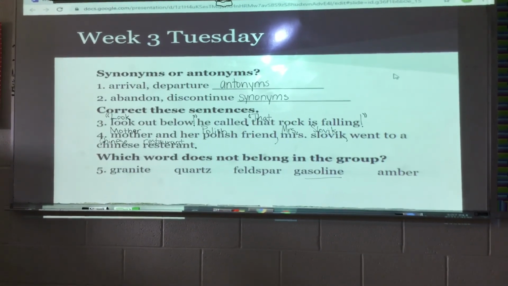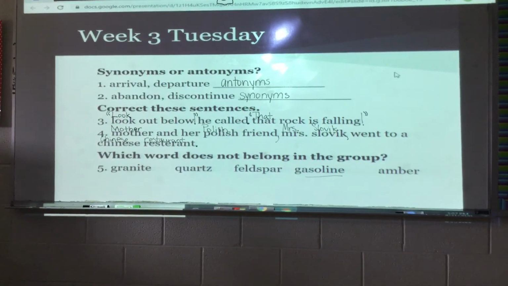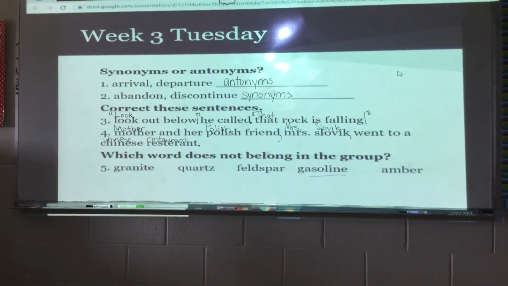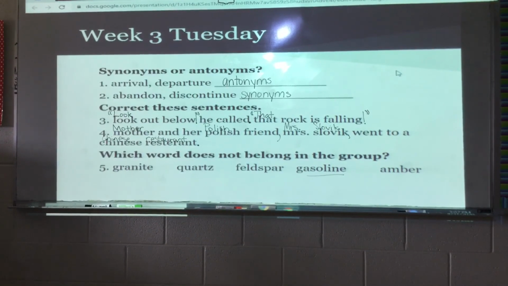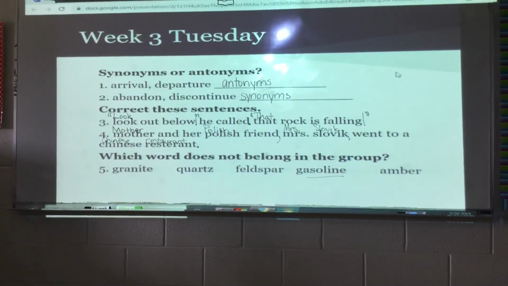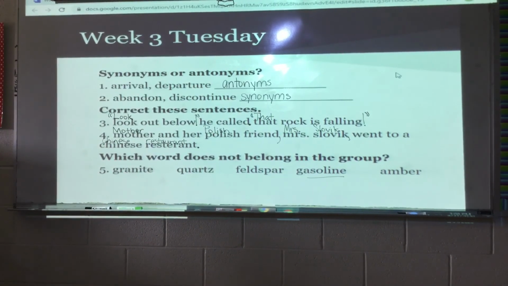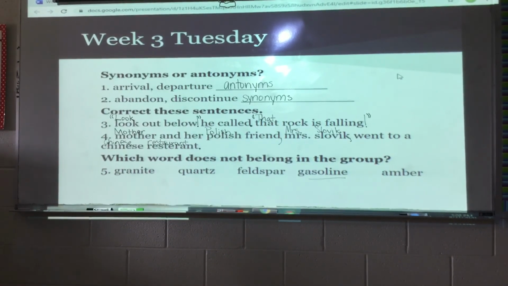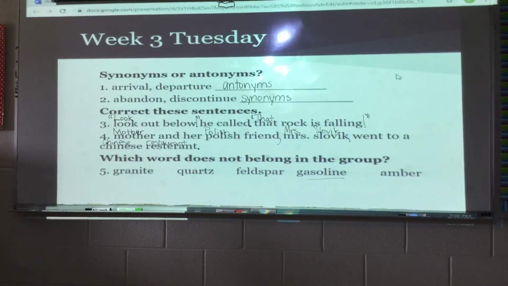We put commas around Mrs. Slovik because who is Mrs. Slovik? It's the Polish friend. Who's the Polish friend? Is Mrs. Slovik. So we're going to set that name apart from the rest of the sentence. And restaurant is misspelled. R-E-S-T-A-U-R-A-N-T. And of course, we have to put a period at the end.